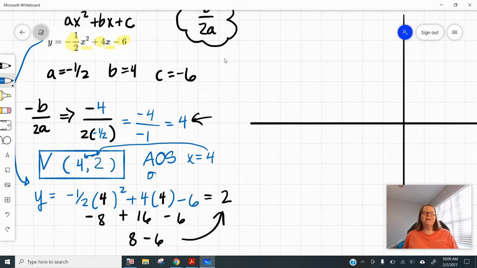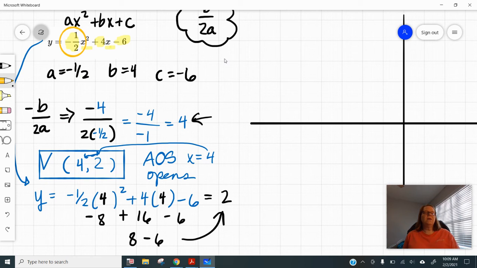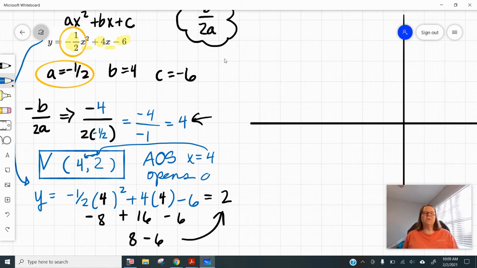And then we need to know how it opens. The way that we know how it opens is we look at the A value. And so A was negative 1/2. We have that written here as well. So if we know that it's a negative, then we know this opens down. Okay, so that opens up a lot of information for us.